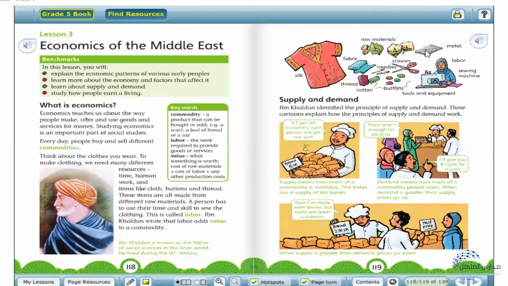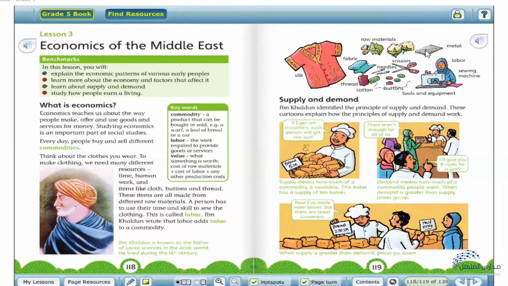Okay. It's also written, it explains to you, that supply means how much of a commodity is available. So supply is how much of a commodity is available. We said a commodity is a product that can be bought. In this case, in the picture, we talk about bread. This baker has a supply of 10 loaves. And the other one is a demand. Demand means how much of a commodity people want. When demand is greater than supply, prices go up. That means that if a lot of people are looking for bread and there is not enough, the price of the bread will go up because there is a demand.